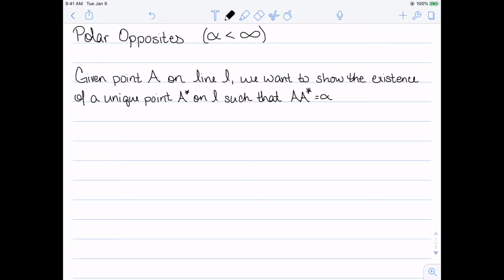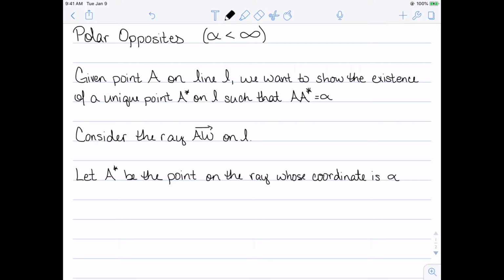So we really want to show two things. First, that there is a point, A star, where the distance between A and A star is equal to alpha, and then that there's only one of these. We're going to start by showing the existence by considering the ray AW on line L. So W is just any other point on this line, and we're going to take the ray between A and W. We're then going to let A star be the point on the ray whose coordinate is alpha.